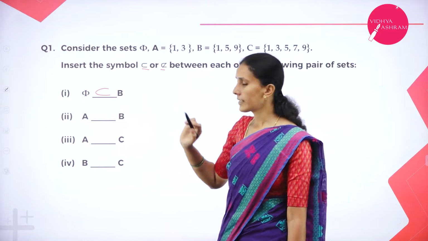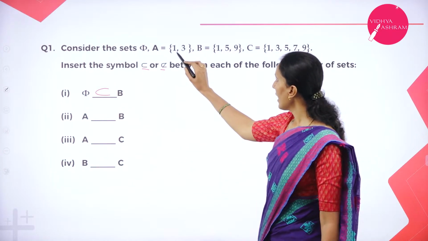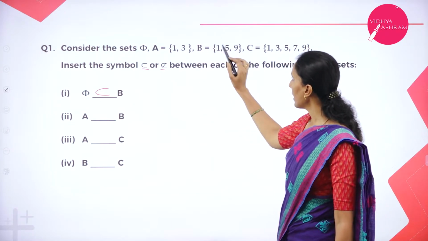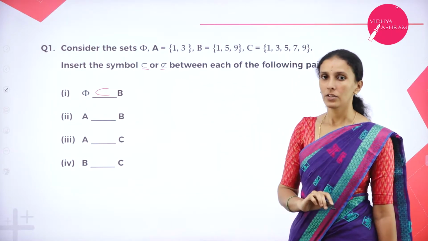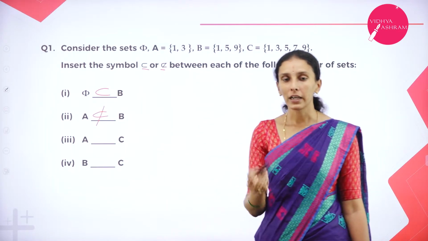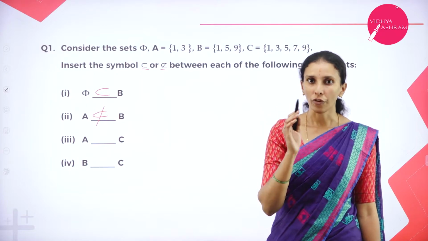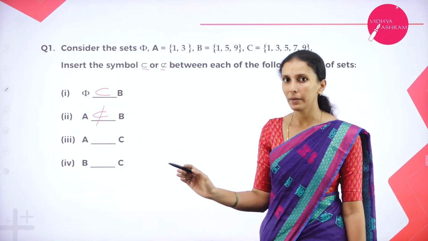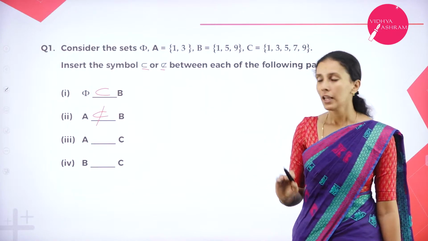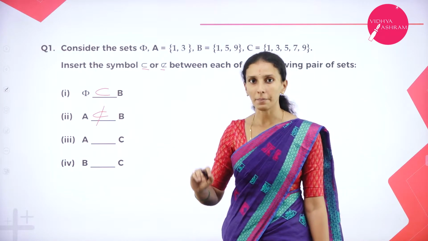Now A and B are given. We have A as {1, 3} and B as {1, 5, 9}. But 1 is there in B, 3 is not there in B. So we can clearly write it is not a subset. To become a subset, all the elements of A must be elements of B. But here, 3 is not an element of B. Therefore, it is not a subset.